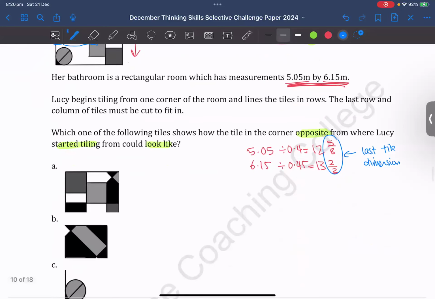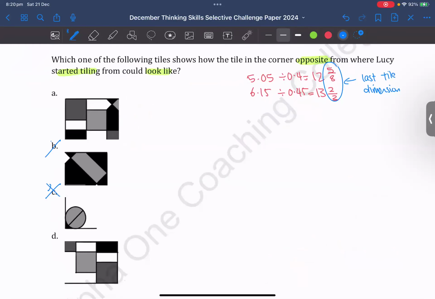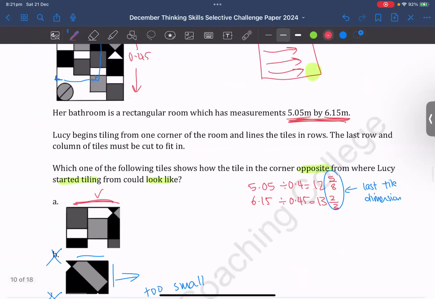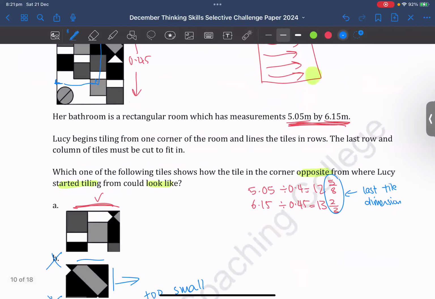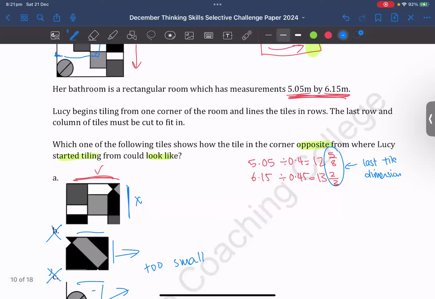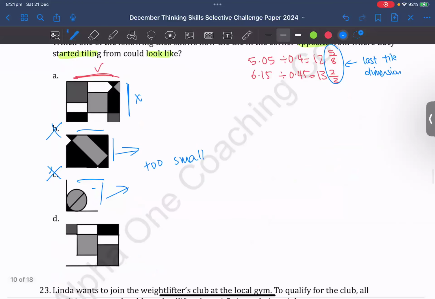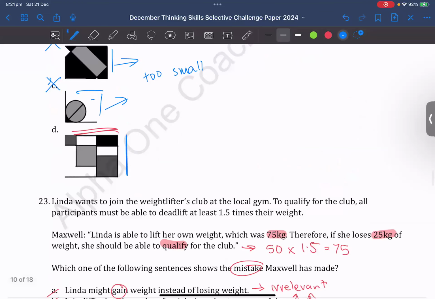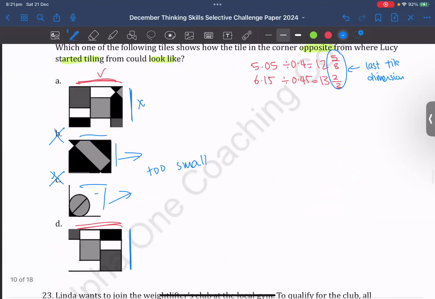Going through, I can see that B and C can already be eliminated because they're too small. Both the height and the length are wrong. When I look at A, I see that the length is correct. It looks very similar to what we have there. And for B, the height is incorrect. Same thing here with this and this. Sorry, the height in D is incorrect, but the length is correct.